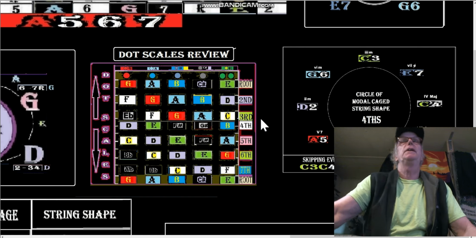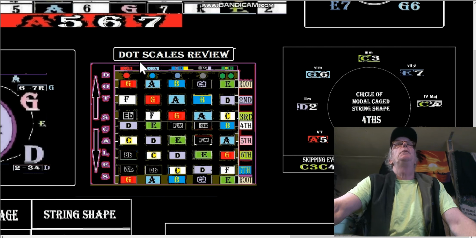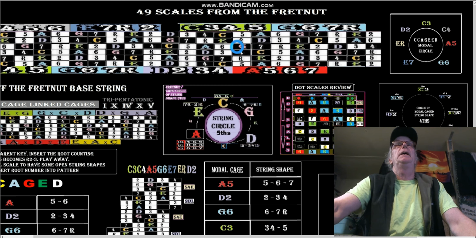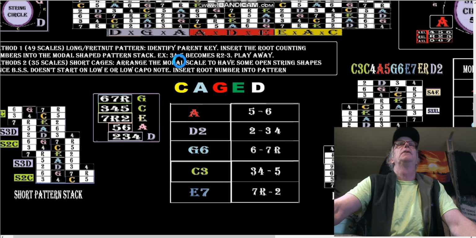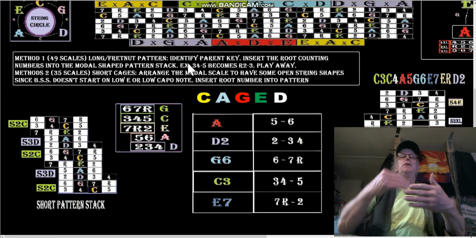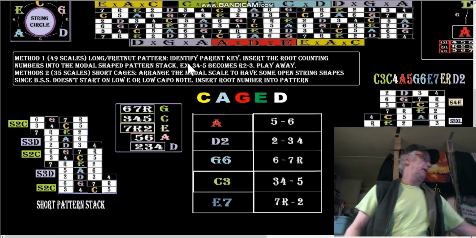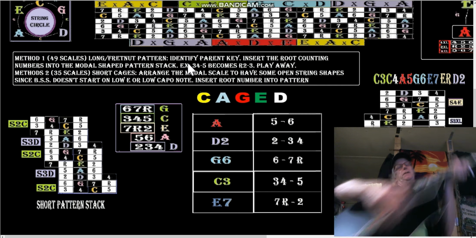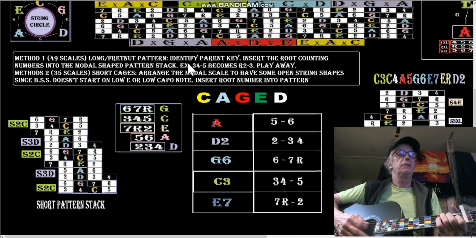So that's what the dot scale is, and we're going to use that because the gist of this particular lesson is how to play modal scales, treating that as a key. So if we want to play in the Phrygian mode, the parent key would be C, right? Phrygian is the 3rd mode.